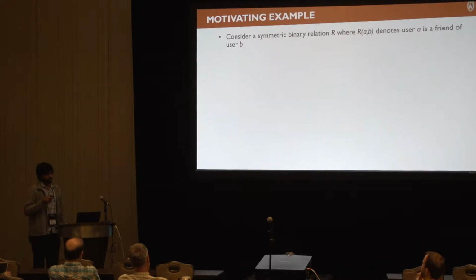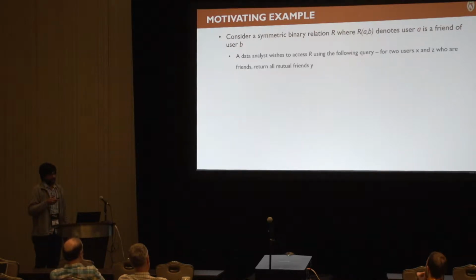Let's look at a more detailed motivating example. Suppose we have a binary relation where every tuple AB means that user A is a friend of user B. And the data analyst wants to access this relation via the mutual friend query. The data analyst will give you the values of X and Z, and we have to return the answer, which means we are enumerating all the mutual friends Y.